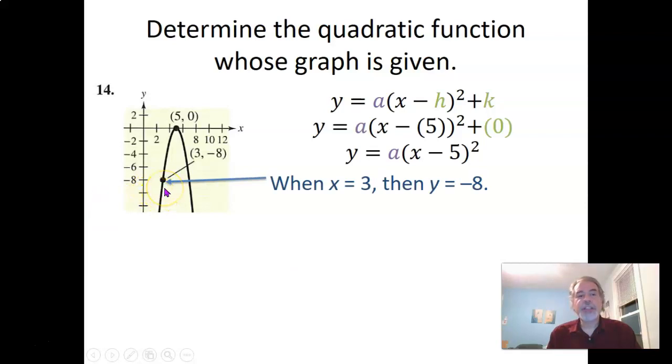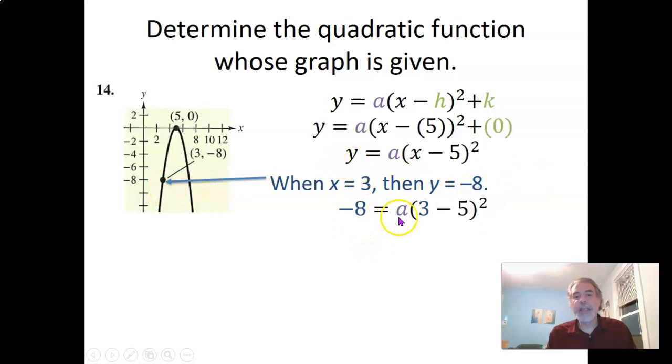And by looking at this other point on the graph, and really you can pick any point on the graph besides the one you already used for the vertex. Here they just labeled one other point, but if we knew a different point that was also on the graph, we could use that instead. It doesn't matter which point you pick, just any point other than the vertex. So here we're using the point where x is 3 and y is negative 8.